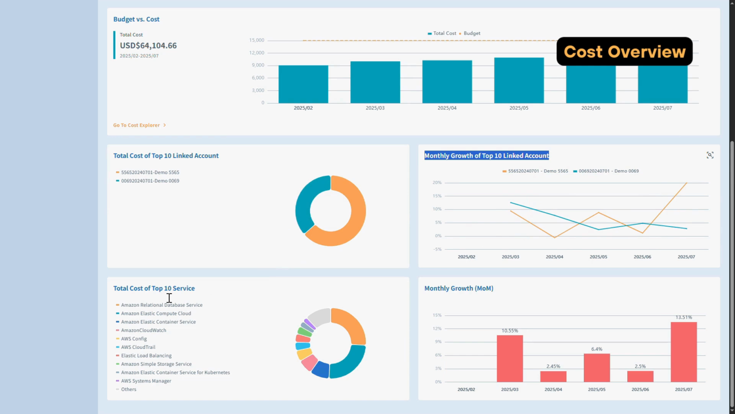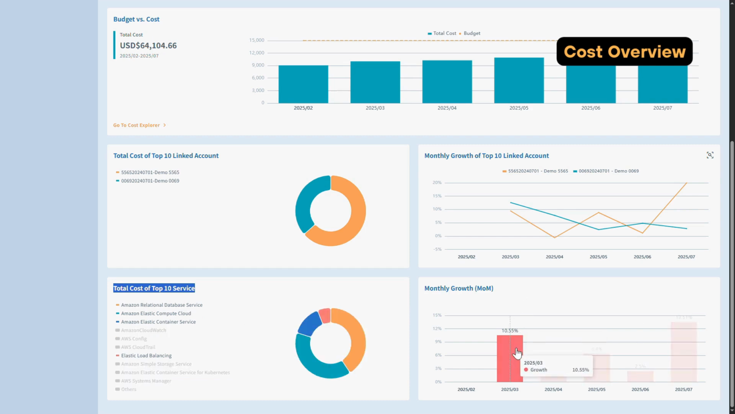Top 10 services. This chart breaks it down even further by showing which services we're spending the most on. In this example, Amazon Relational Database Service is the biggest cost, followed by Amazon Elastic Compute Cloud. Think of this like your household utility bill. It clearly tells you which services are using up the most resources, helping you manage more efficiently.